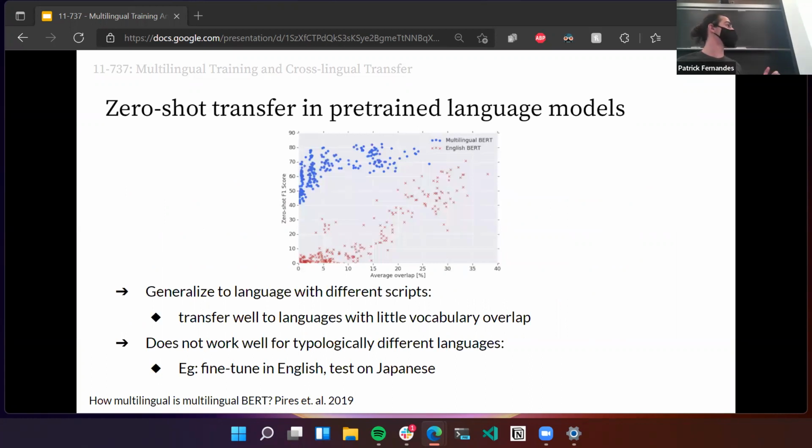Just to complete on this, while it does work for languages with low overlap, they found that for typologically different languages, so languages with different typological features such as subject-verb ordering, this doesn't generalize as well. So it seems that they're universal, but only up to a certain point. And maybe with more scale and more powerful models, they'll generalize to typologically different languages. But in this particular case, that doesn't seem to be the case. So there are some caveats with this.